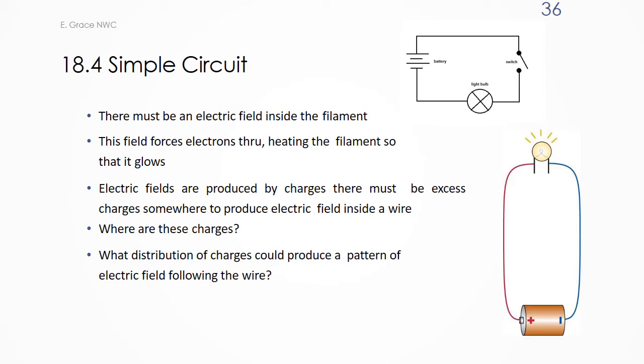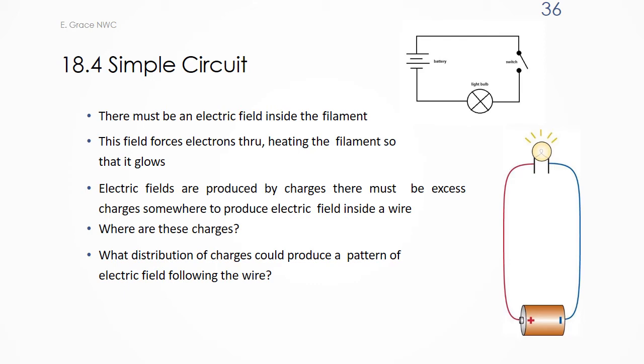And we know that the electric fields are produced by charges, so there must be some excess charge somewhere to produce the field inside a wire. But remember, the wires themselves are not charged, so we're trying to think about where the charges on the wire are, and what distribution of charges could produce the pattern of electric field that's following the wire? So that is the mystery that we're trying to solve. How are we pushing those charges through that wire?